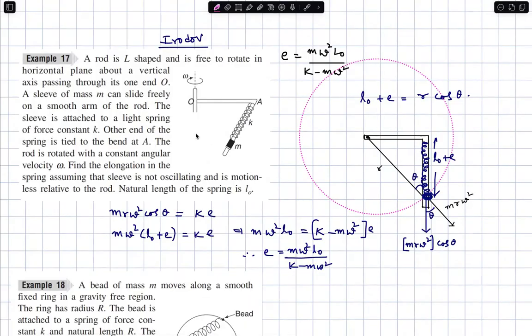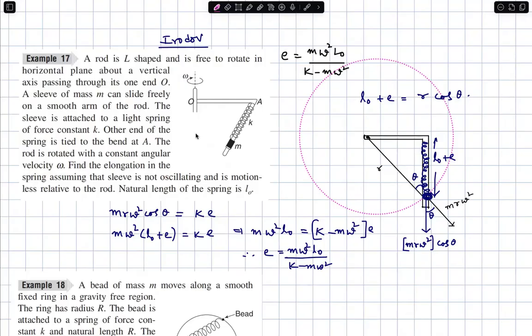A rod is L-shaped and it is free to rotate in a horizontal plane about a vertical axis that passes through one end O. A sleeve of mass M can slide freely on a smooth arm of the rod. The sleeve is attached to a light spring of force constant K. The other end of the spring is tied to the bend at A.